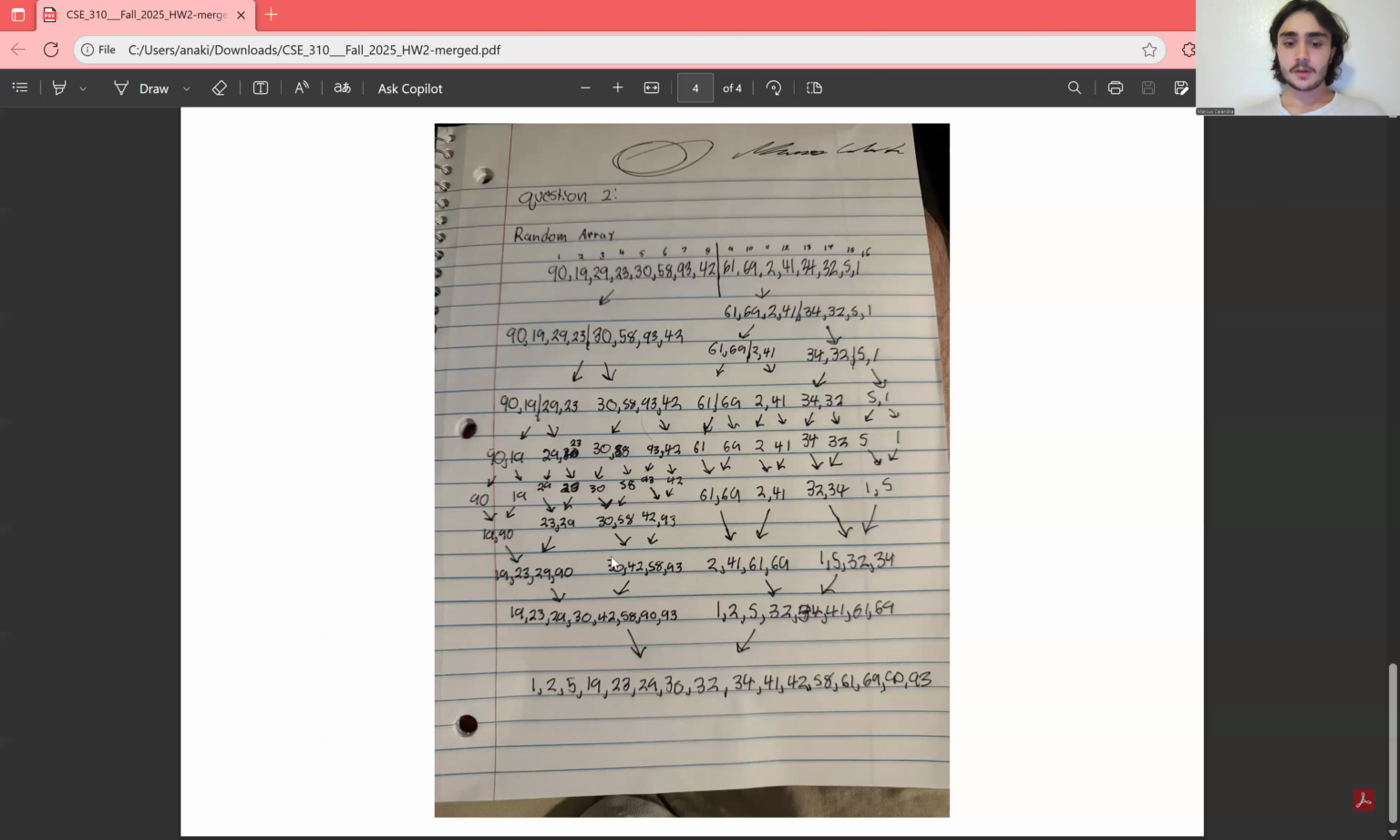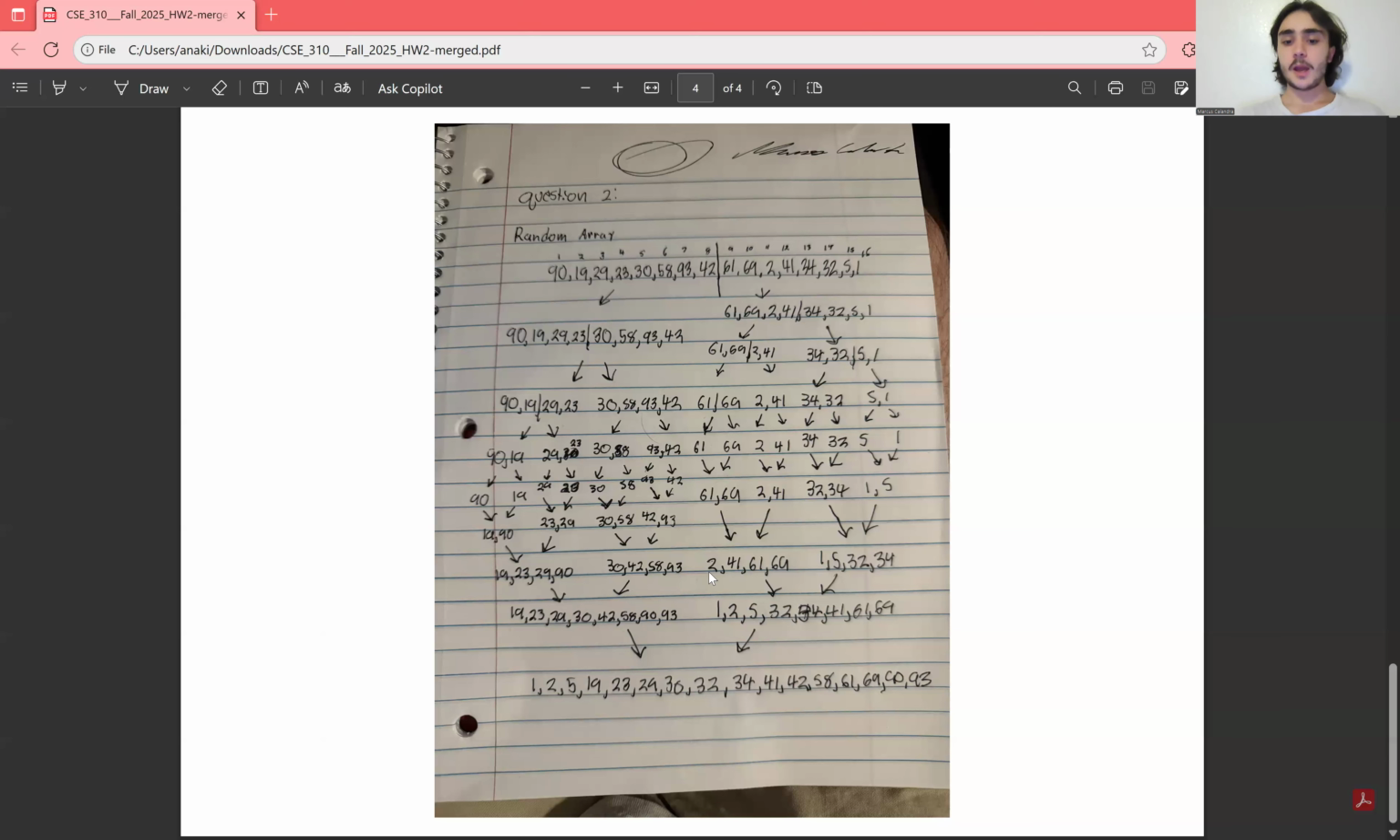Is 90 bigger than 42? It is. So we get 42. Is 58 bigger than 90? No, it's not. So we get 58. And then we compare 90 and 93. 90 is, of course, the smaller. So we then get 90 and 93. And then again, it's the same thing on the right side, where we just compare individually.